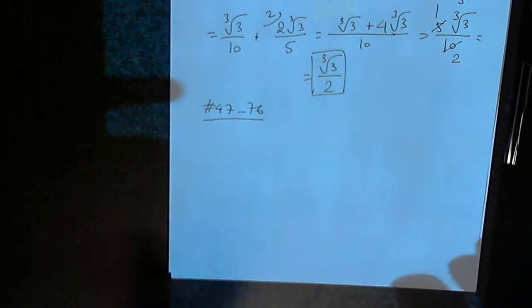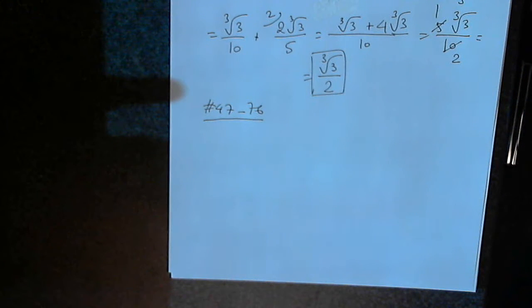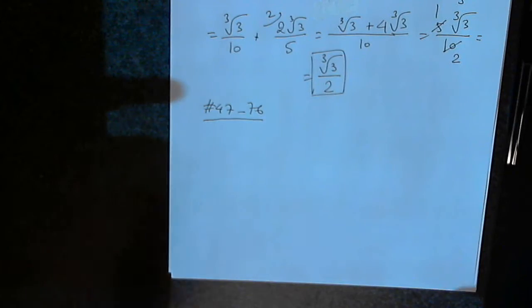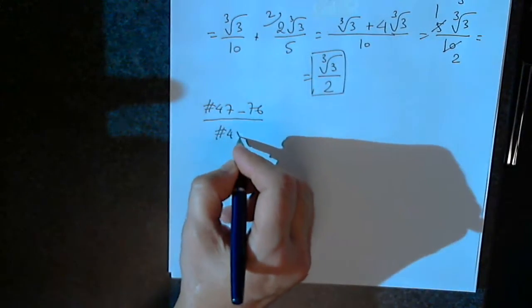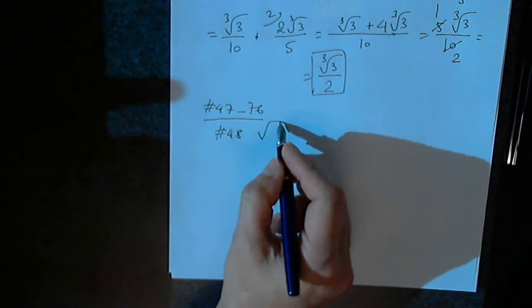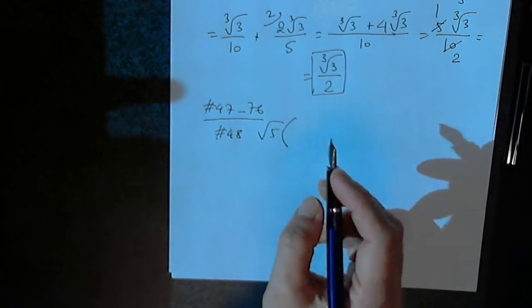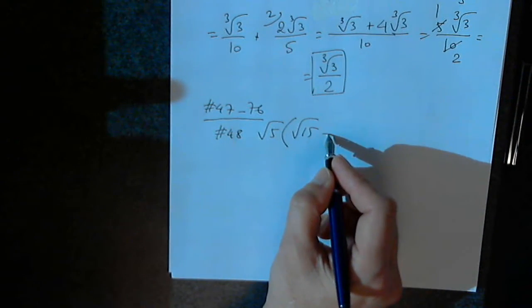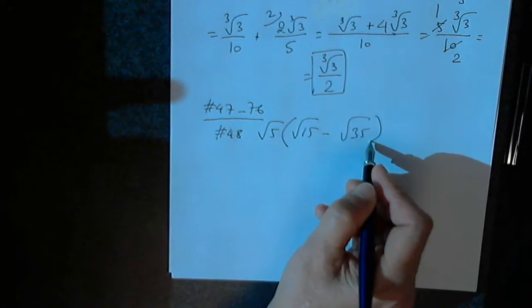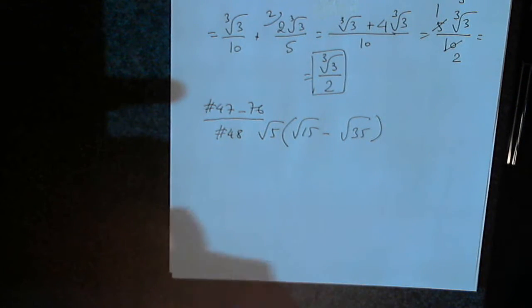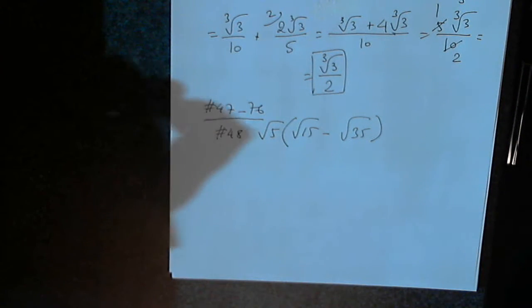And yes, this is useful. So I'm going to start with 48. And that is the square root of 5 times the quantity, the square root of 15 minus the square root of 35. We're asked to simplify. What would you think of doing first?